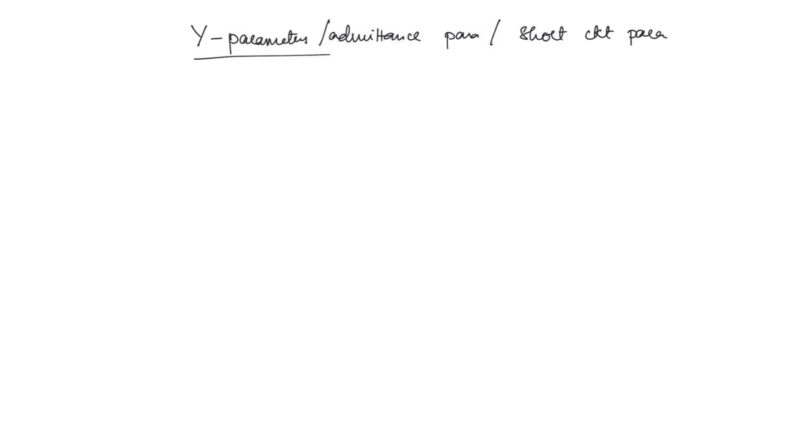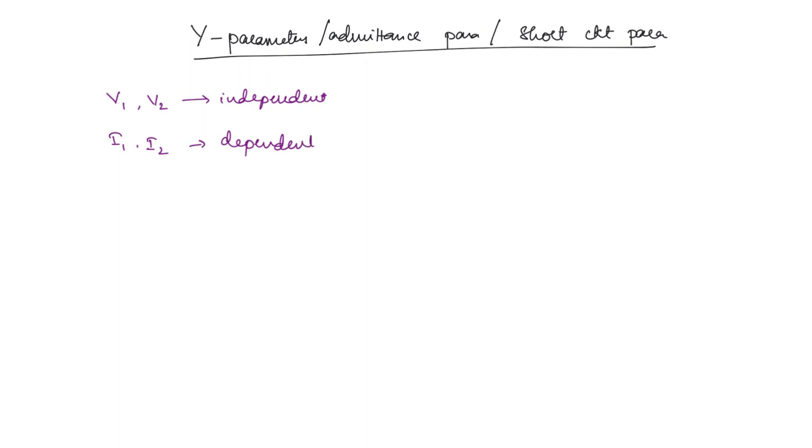Okay. Next is Y parameters. This also has other names. One is admittance parameters and another name is short circuit parameters. Okay. So here what are the independent variables? The voltages are independent. V1 and V2 are independent, while I1 and I2 are dependent. In Z parameters it was just the opposite. I1 and I2 were independent, V1 and V2 were the dependent variables.